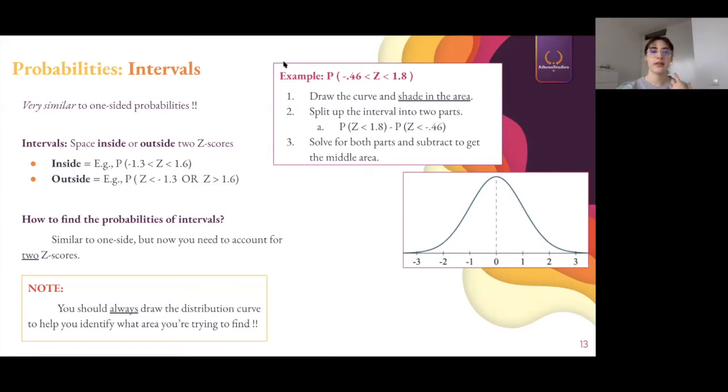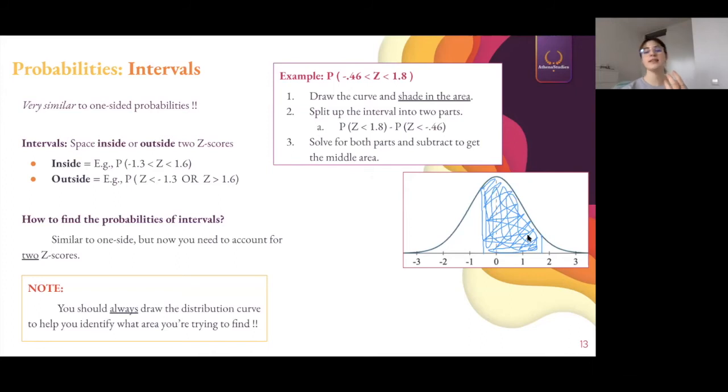So let me draw the area as always, like I recommend. So we have -0.46, which is probably somewhere right here, and 1.8, which is probably somewhere right here. So we're trying to find this blue area. So this entire area in between these two z-scores right here. So this is the area that we're trying to find.